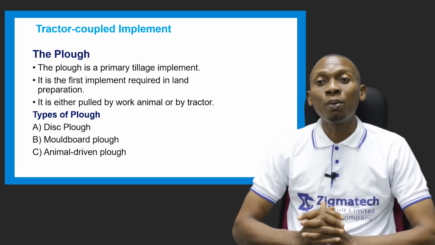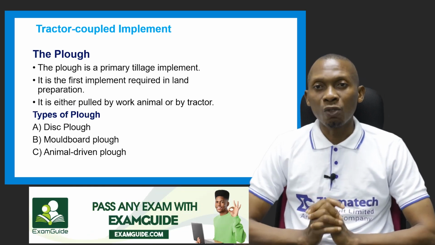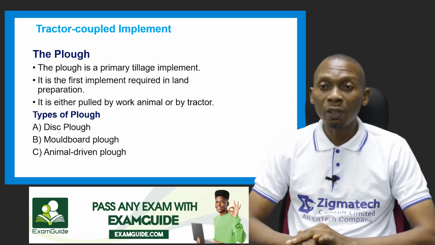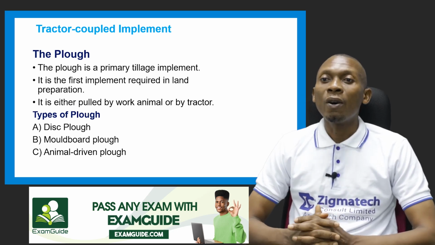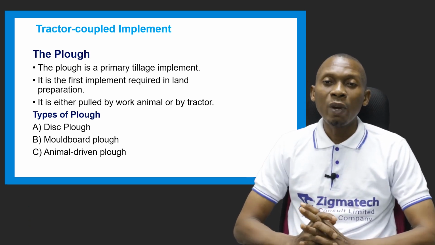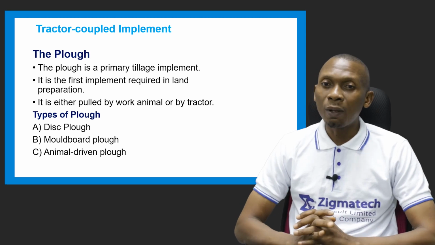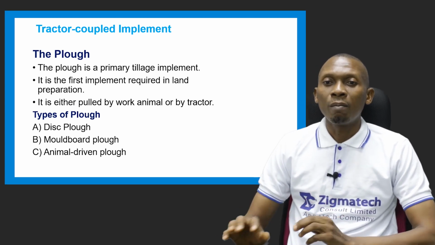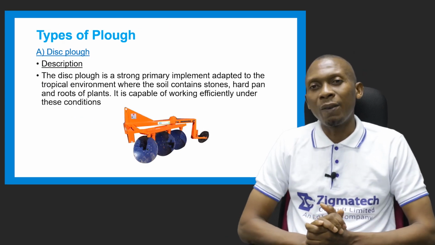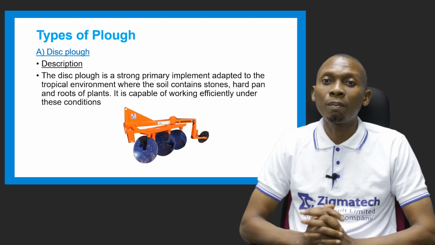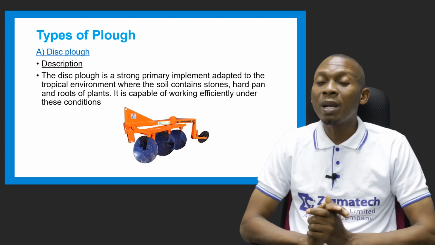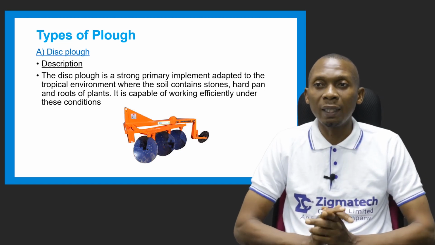And the plow can either be pulled by a work animal or by a tractor. So it can be coupled to a work animal like the bulls, bullocks or donkeys, or it can be coupled to a tractor. Now we have different types of plows. We have the disc plow, the moldboard plow, and the animal-driven plow. So let's look at the disc plow and understand how it looks. Now, the disc plow is a strong primary implement, primary because it is what is used first on the land.